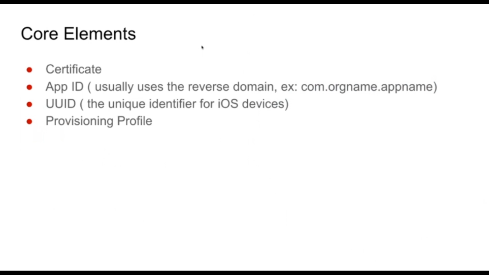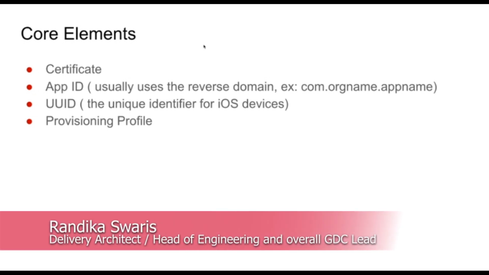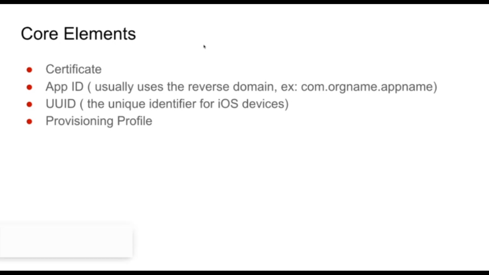First, I'll introduce you to the core concept of this distribution process. There are four entities you have to know about. The first one is the certificate. The second one is called the app ID. The app ID is a unique identifier for an application. For example, say we are building an app, you need a unique name that distinguishes the app from the others, what we call the app ID. And for the app ID, we usually use this reverse domain methodology.